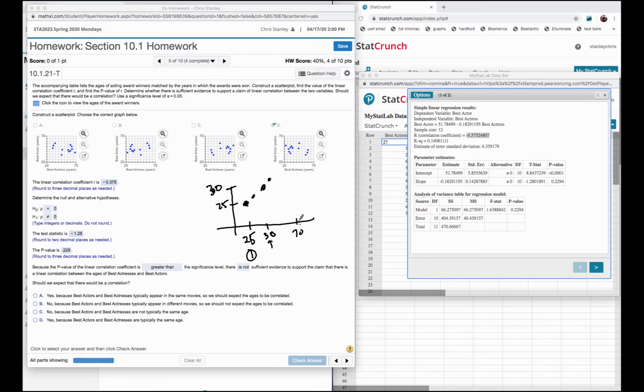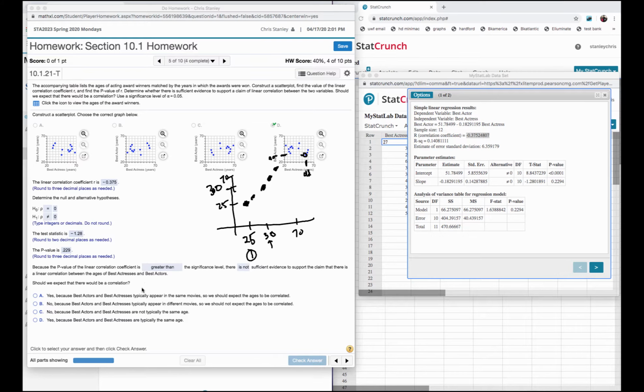Like, oh, hey, there's a 70-year-old. Oh, there was a 70-year-old. It'd be a perfect line. It'd be a very strong correlation. But as you can see, this wasn't it. The actress was old, and for this point right here, the actor was young. So reading through these, just common sense says they don't appear in the same movies.